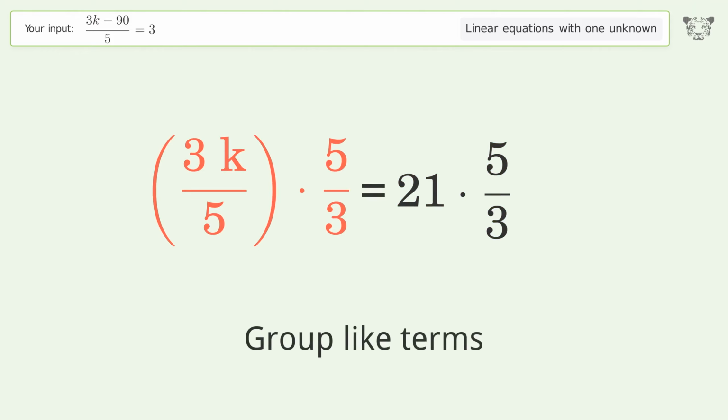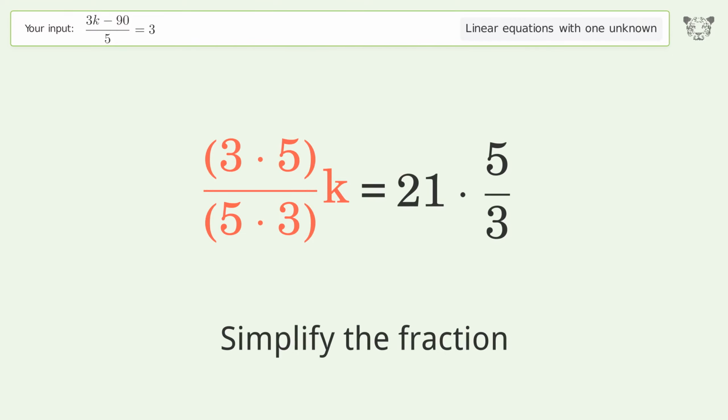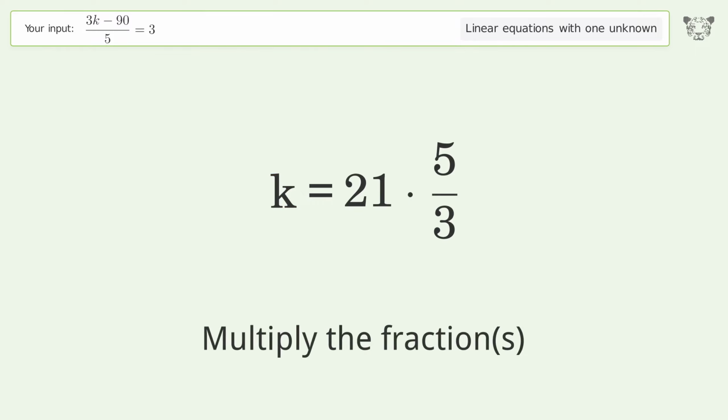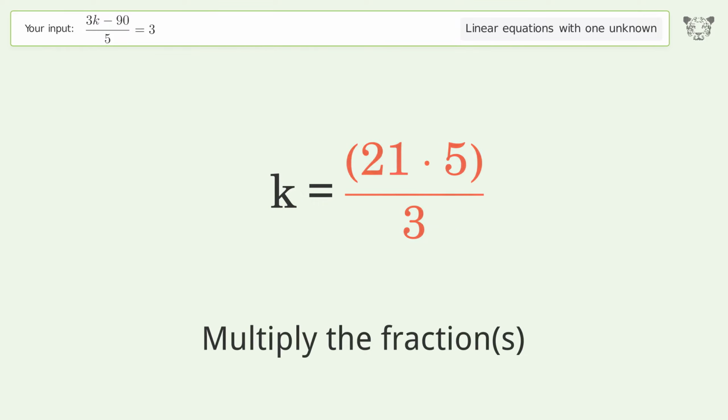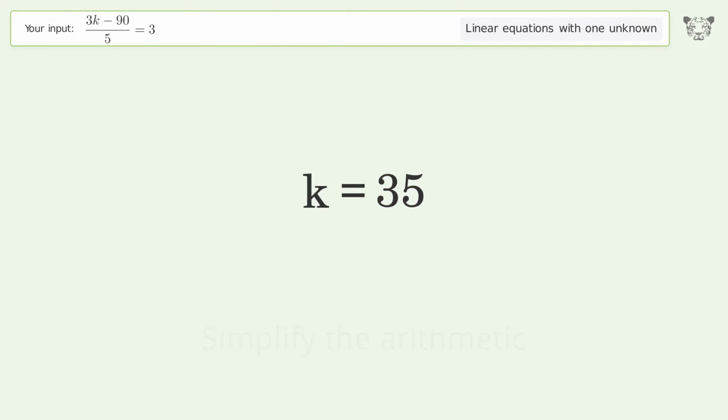Group like terms. Multiply the coefficients. Simplify the fraction. Multiply the fractions. Simplify the arithmetic. And so the final result is k equals 35.